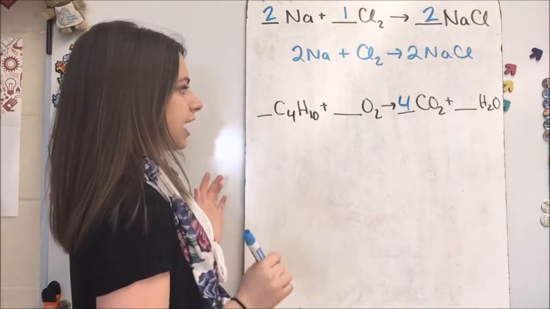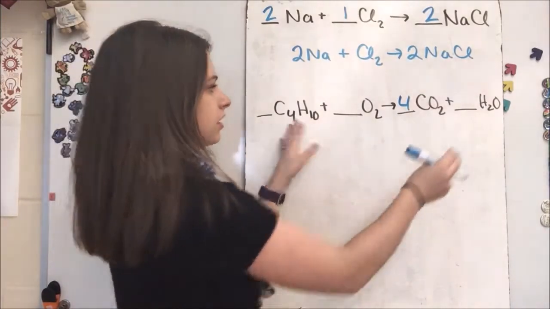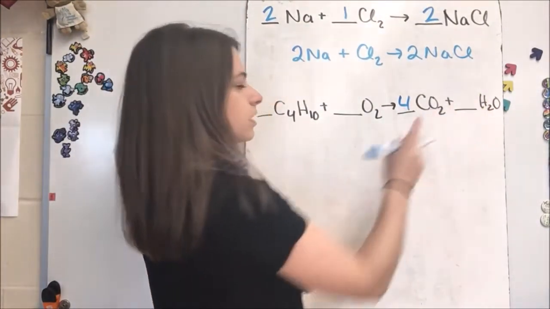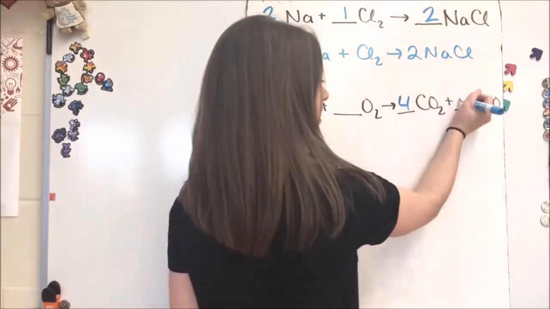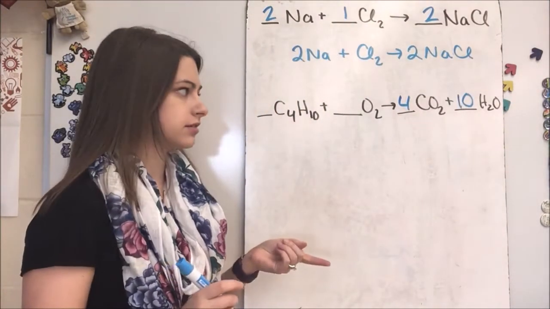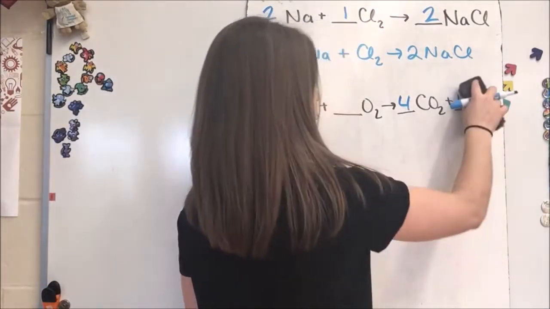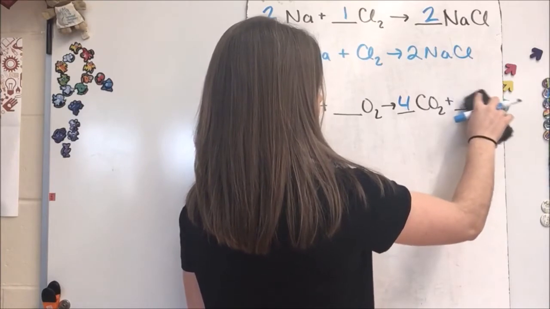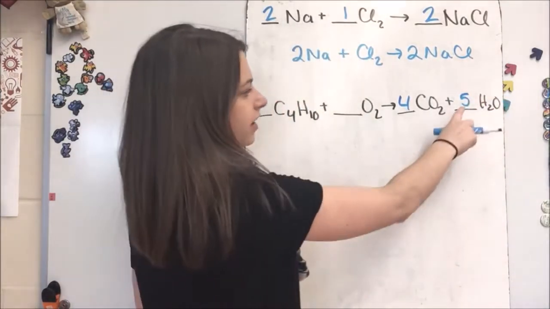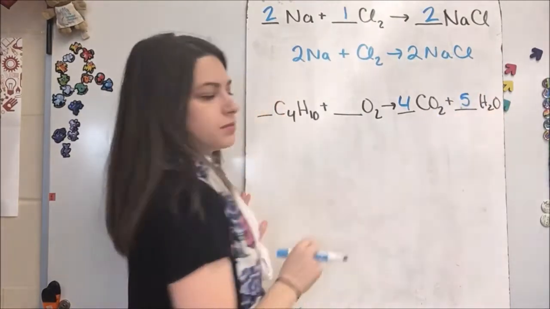Okay, so now I'm going to look at my hydrogens. So I have 10 hydrogens in the reactants. I have 2 hydrogens in the products. 10 does not equal 2. However, if I put a 10 here, now how many hydrogens do I have in my products? I have 20. It's not really what I wanted. I only wanted 10. So I'm not going to put a 10 there. I'm going to put a 5. And I'm going to put that 5 because that 5 distributes. So 5 times 2 gets me 10.